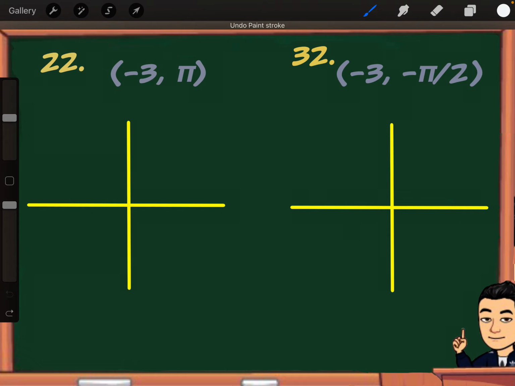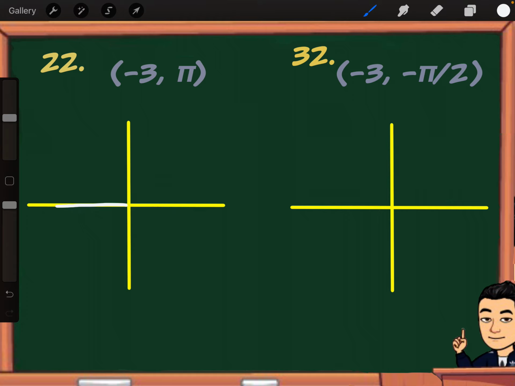So figure out where pi is. We know that pi is right here. This is where 180 degrees is. And the radius is -3, so you have to go backwards. 1, 2, 3. So this is going to be the point for number 22.